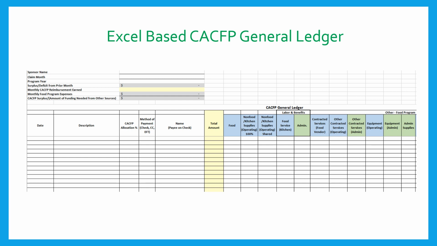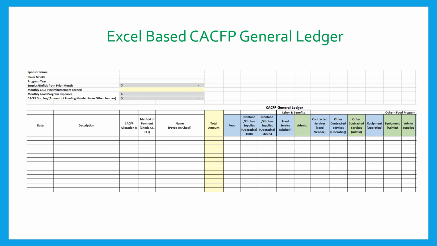So for example, let's say you have 4 food purchases in a month with 4 separate receipts. There must be a separate entry for each food receipt, and the total must equal the source document. Do not add all the food purchases for the month together in one line. The ledger can only include CACFP allowable costs that have received prior approval through the budgeting process. The allocation percentages must be consistent with the previously approved CACFP budget.